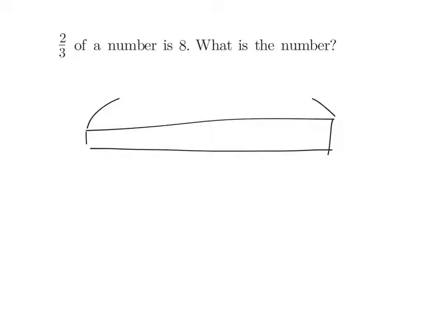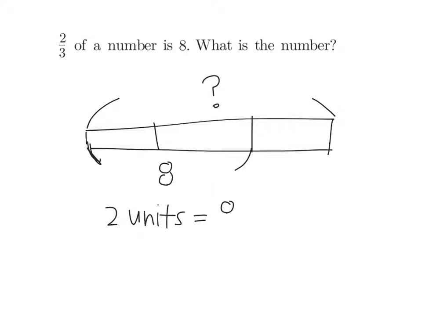So in this example, we're trying to find out what the entire whole number is. Okay? We don't know what the whole number is, but we do know that 2/3 of it is 8. So I can divide it into thirds, and I can show that 2 of those thirds is 8. Do you guys agree that this reflects the situation? Okay. Now, how many units do we know? Well, I know that 2 units is how much? 8, right? Because from here to here is 8, and that's 2 units.